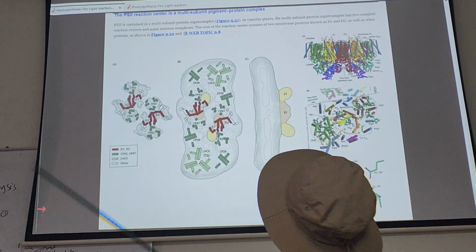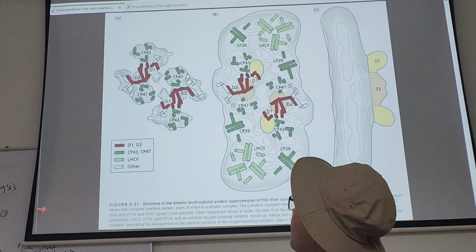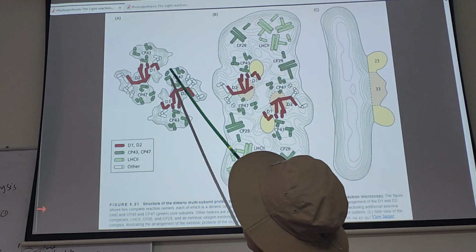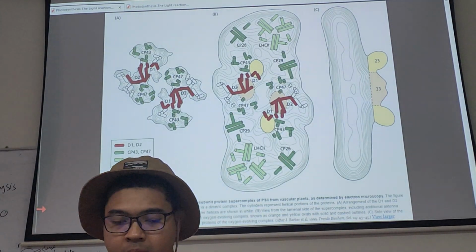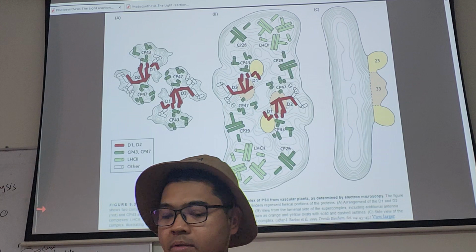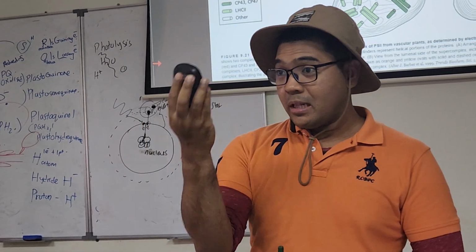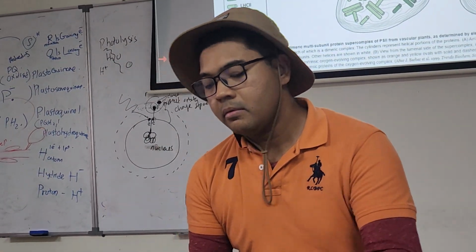Okay, in A, I can show you here. That's the enlarged version of it. A is when you look at the reaction center from the top. Here is your reaction center. Here is your photosystem protein. Here is your reaction center protein. It is embedded in the membrane.